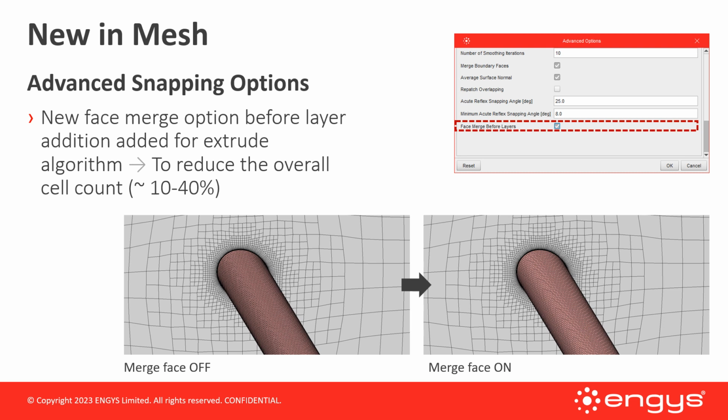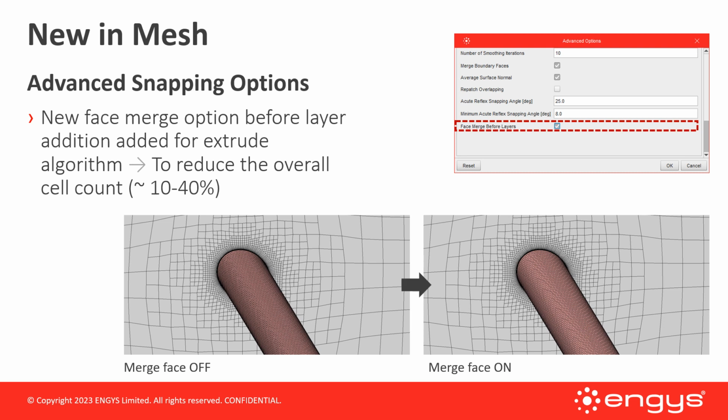We have also added a new face merge option within the extrude algorithm, which is applied before the layer addition step. This innovative feature allows you to reduce the overall cell count by approximately 10 to 40%. By reducing the cell count, you can achieve faster and more efficient simulations without compromising the accuracy of your results.